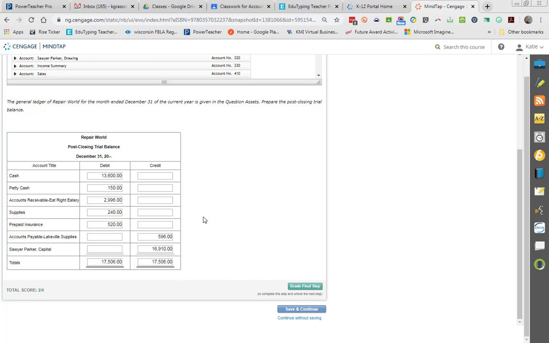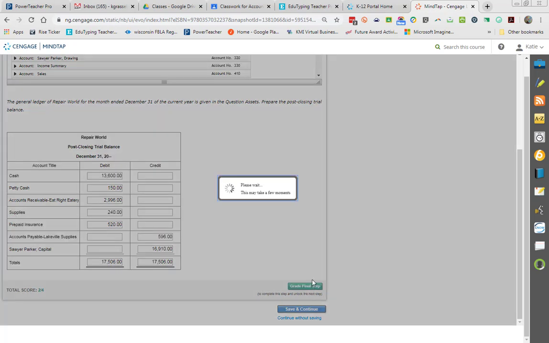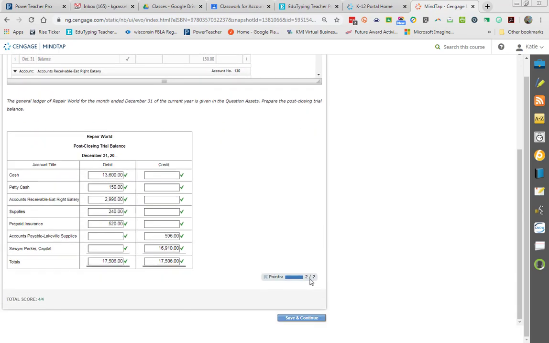The whole point of what we are doing is to make sure that our post-closing trial balance has our debits and credits equal. So I'm going to click on Grade Final Step. Here we go. I got it all done right. My post-closing trial balance is correct.